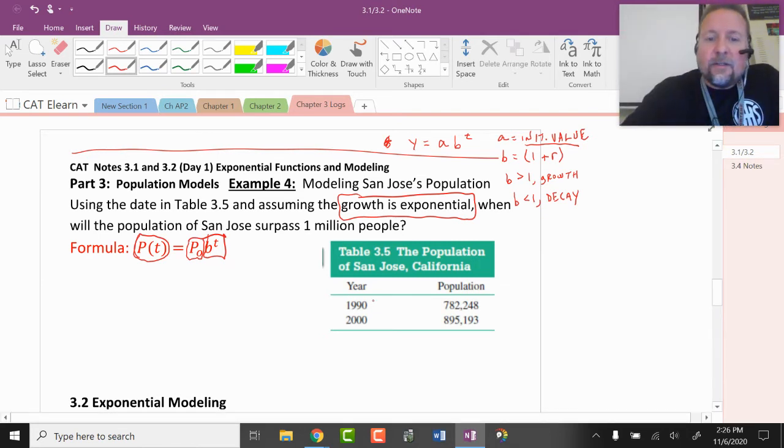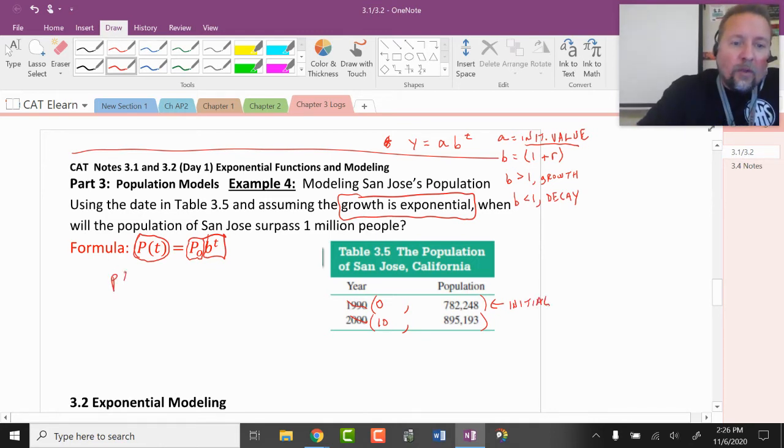Sorry, voice is irritated. So you know what you do? You trick yourself. You make this year 0, and therefore this makes this year 10. And these are coordinates. So what this represents then is the initial population right here, since I call this year 0, since it's the starting point of when we started looking at this. So P of T equals, in San Jose's model, 782,248 times B raised to the T.